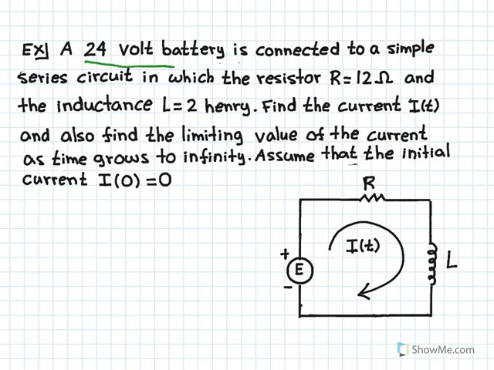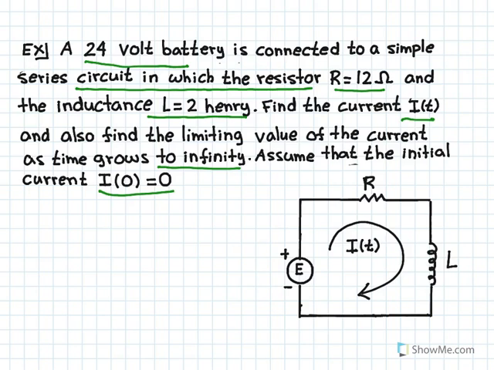We have a 24-volt battery that's connected to a simple series circuit in which the resistor R is equal to 12 ohms, the inductance L is equal to 2 henries. Find the current I of t and also find the limiting value of the current as time grows to infinity. Assume that the initial current I of 0 is equal to 0. So what we're given is L, the inductance, is 2 henries. The resistor is 12 ohms. And the battery, E of t, is equal to 24 volts.